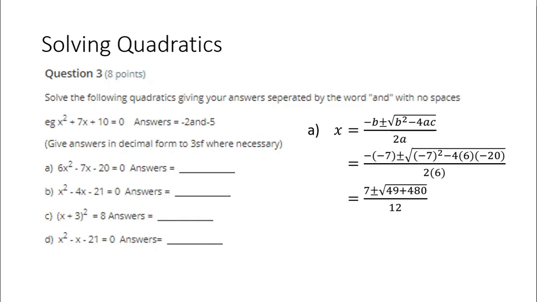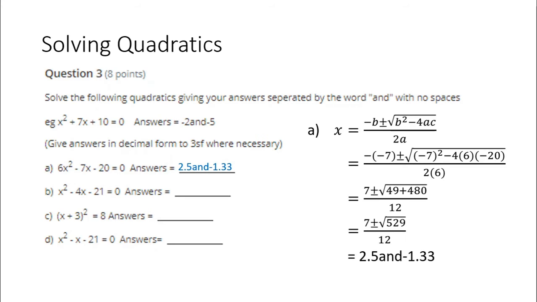Simplify the formula. And solve twice. Once when I'm going to do 7 plus the square root of 529 over 12, and once when I'm going to do 7 minus the square root of 529 over 12. My two answers, and I didn't have to round that first one, it was exactly 2.5, and the second one was negative 1.3 recurring. Rounding to 3 significant figures where necessary. In this case, it was not rounded, it was exact. So my two answers are 2.5 and negative 1.3 recurring, or negative 1.33.